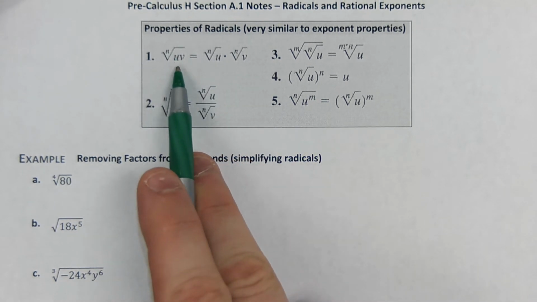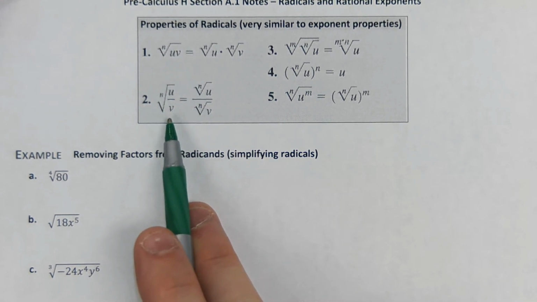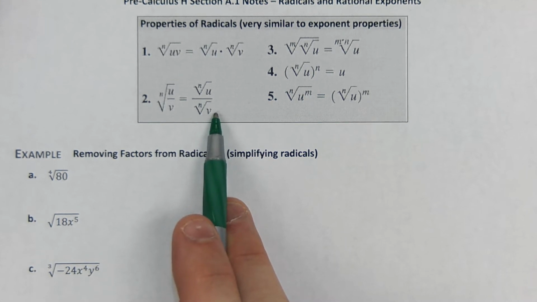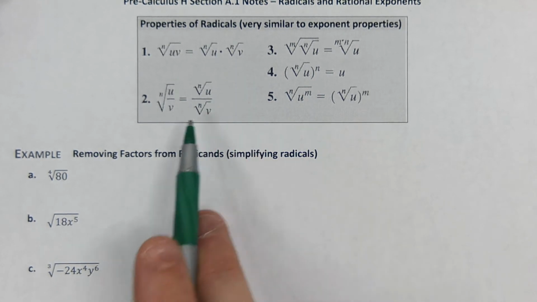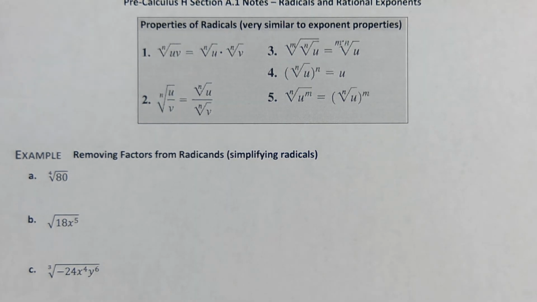So if you could split multiplication, of course you could split division, which is exactly what you're seeing here. If you see the quotient of two objects under one radical, you can write that as radical over radical. Again, just don't change the index. That's the root type. Those are pretty straightforward, and those are the ones that we'll use to simplify radicals, quote unquote.